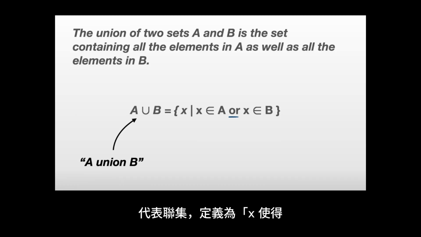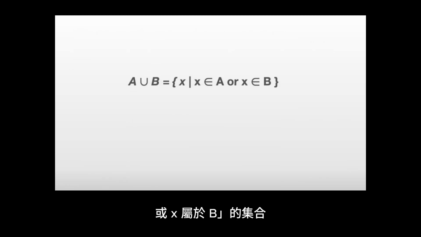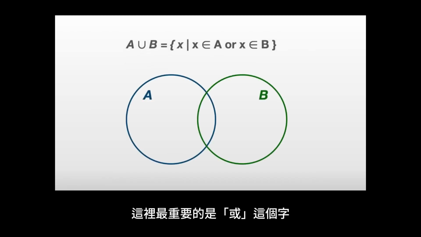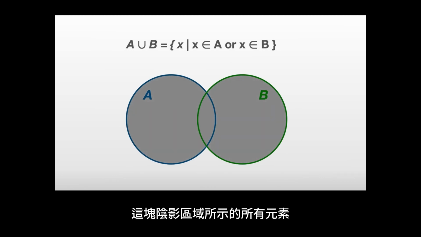It is the set of X such that X is in A or X is in B. The word or is the most important bit here. This is like taking all of the elements indicated in this shaded area of the Venn diagram, and notice that it includes elements in both A and B.